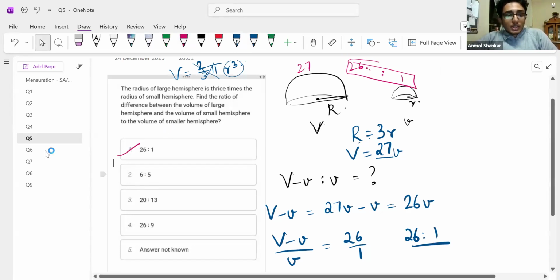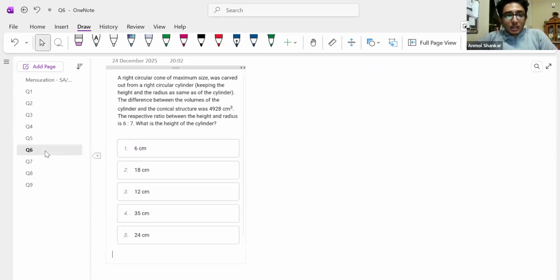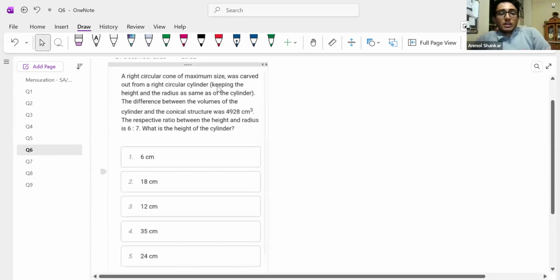Okay, let's go to the next question. Maybe this can be our last question. Yeah, okay. A right circular cone of maximum size was carved out from a right circular cylinder, keeping the height and radius same as cylinder. The difference between the volumes of the cylinder and conical structure was 4928 centimeter cube. The respective ratio between the height and radius is 6:7. What is the height?